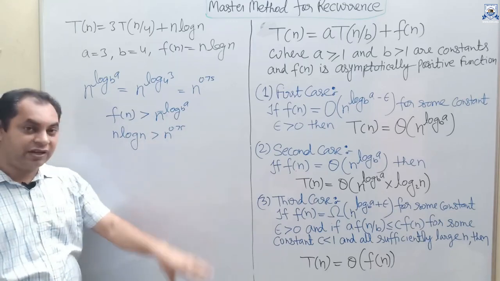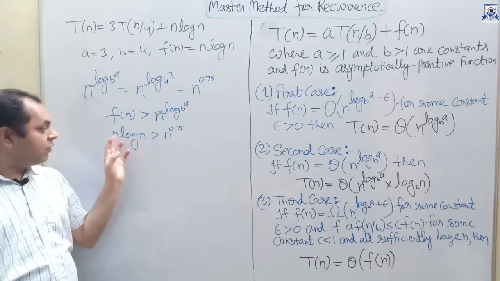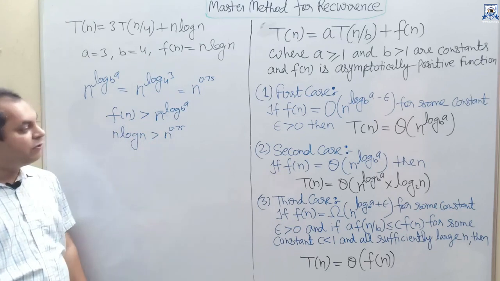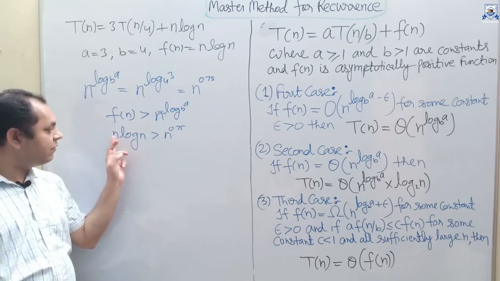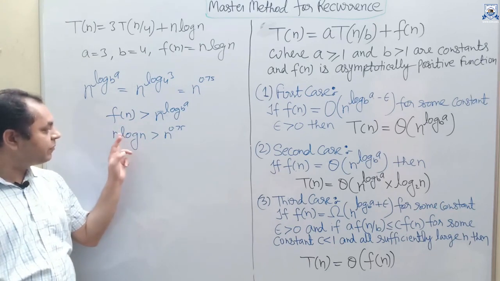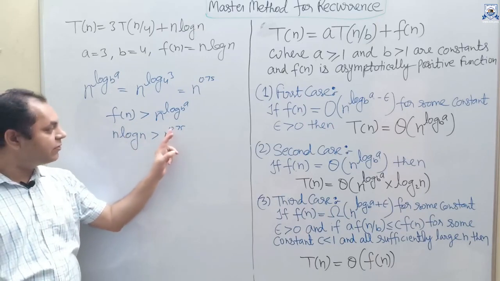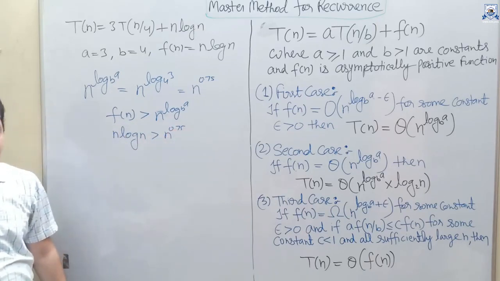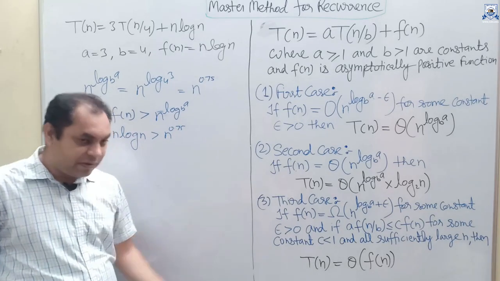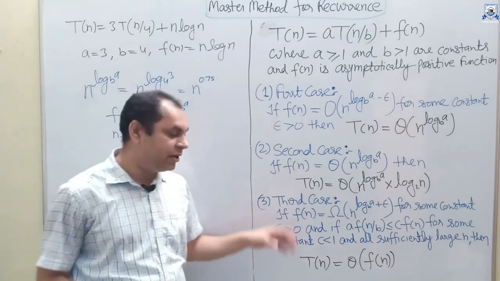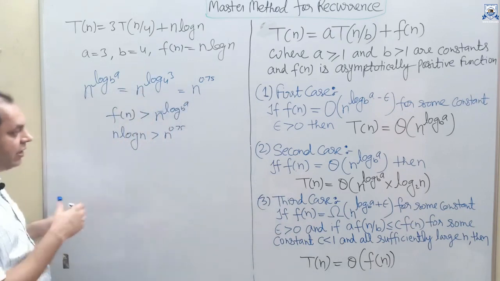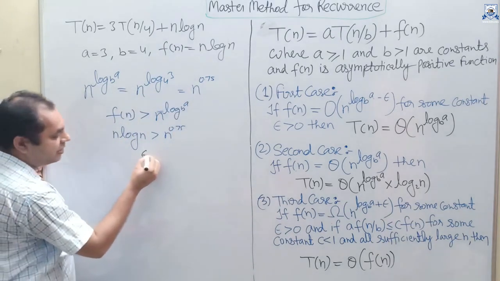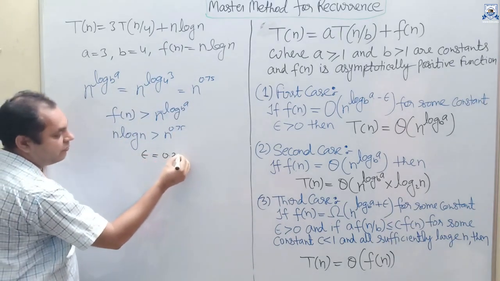Now we have to check this in terms of a polynomial of n. Here the value is n to the power 1, and here it is n to the power 0.75. So we have to find a value of epsilon in such a manner that these two quantities become of the same order. In that case, the value of epsilon would be 0.25.